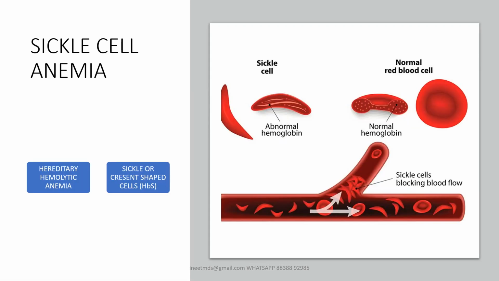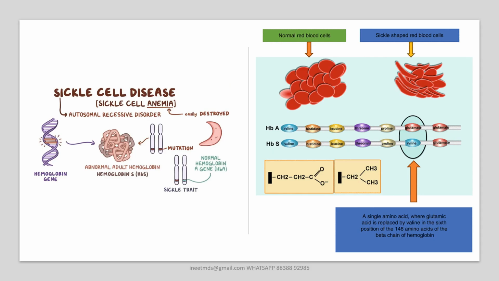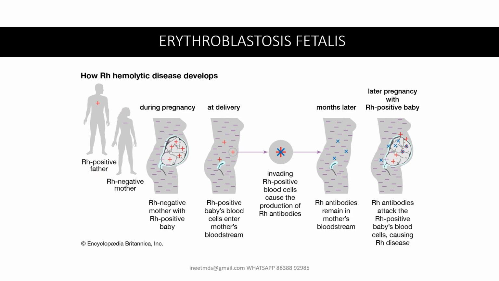Next one is sickle cell anemia. Sickle cell anemia is a hereditary hemolytic anemia. There is hemolysis happening, and the reason for that is the sickling shape of the RBC. Why is there sickling? It is a genetic mutation. In a normal hemoglobin, in the 6th position, there is glutamic acid, glutamate, whereas in sickle cell anemia, the glutamic acid is replaced by valine in the 6th position, and because of that, sickling happens in the normal RBC, and this is called sickle cell disease.